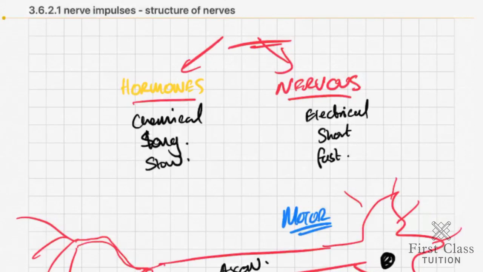Okay, 3.6.2.1 nerve impulses. We're going to quickly talk about the structure of nerves, and then next lesson we're going to move on to look at the generation of the action potential. But we really can't do that until we have this fundamental knowledge to begin with.